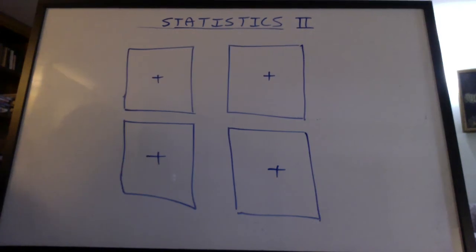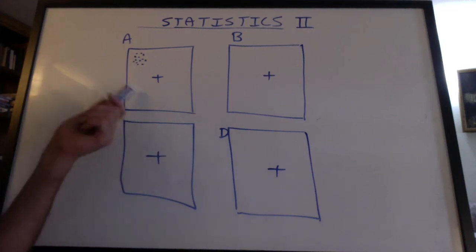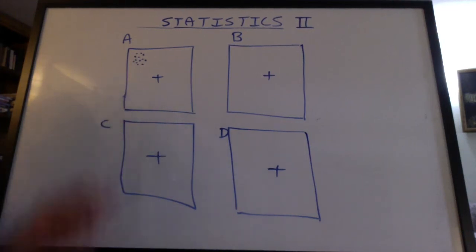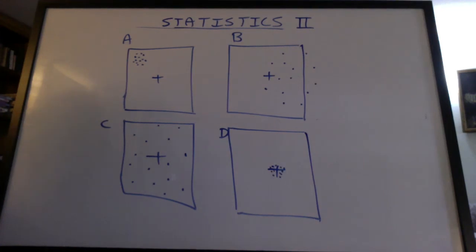We can illustrate this with a little target practice. Let's say somebody shoots at target A and produces this pattern. Target B, target C, and target D. Which one of these targets represents the best accuracy? Think about that for a moment. I think most people are going to say D is the most accurate.